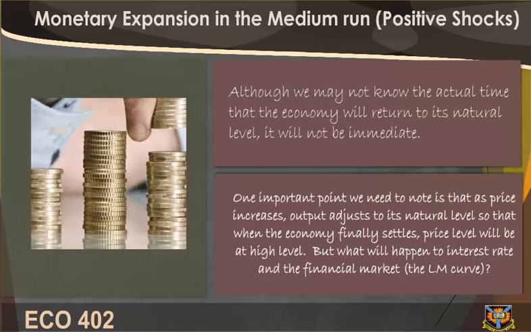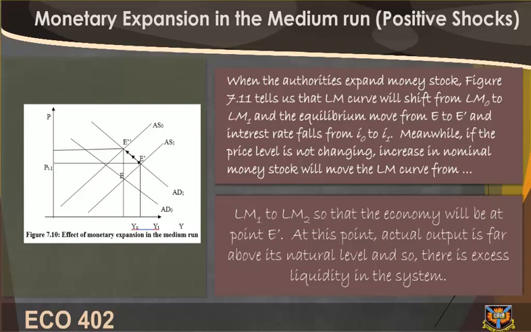But what will happen to the interest rate and the financial market, the LM curve? When the authorities expand money stock, figure 7.1 tells us that the LM curve will shift from LM0 to LM1 and the equilibrium moves from E to E prime and the interest rate falls from I0 to I1. Meanwhile, if the price level is not changing, an increase in nominal money stock will move the LM curve from LM1 to LM2 so that the economy will be at point E prime. At this point, actual output is far above its natural level and so there is excess liquidity in the system.